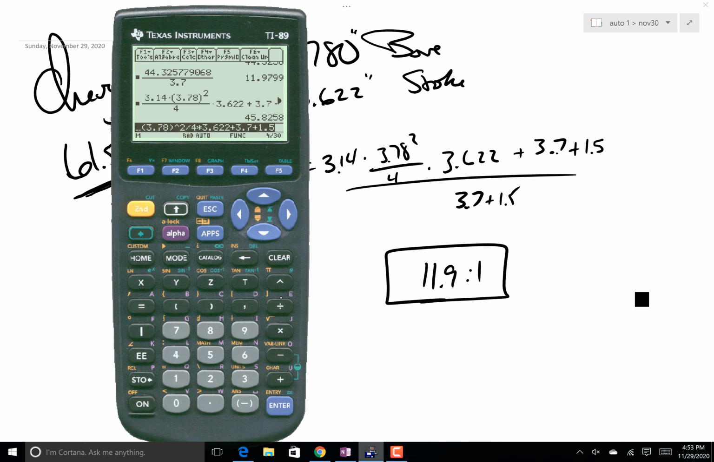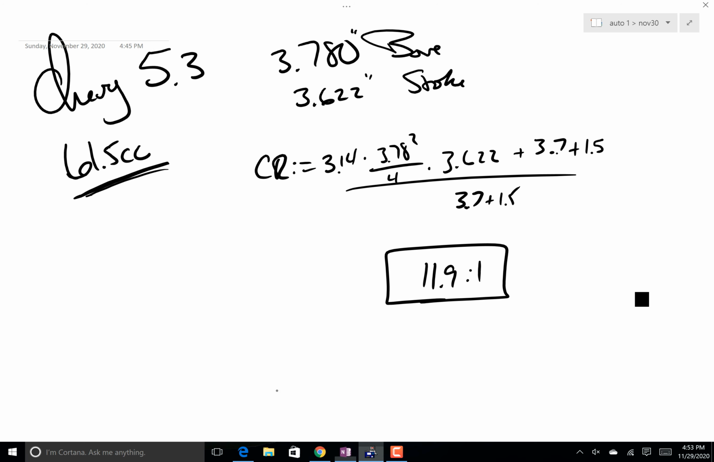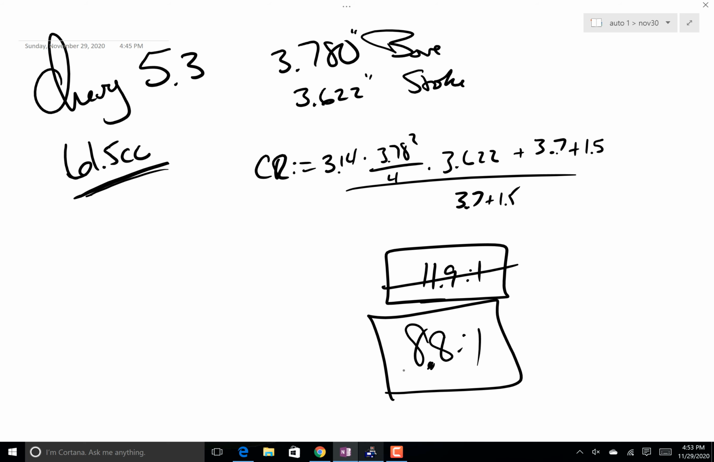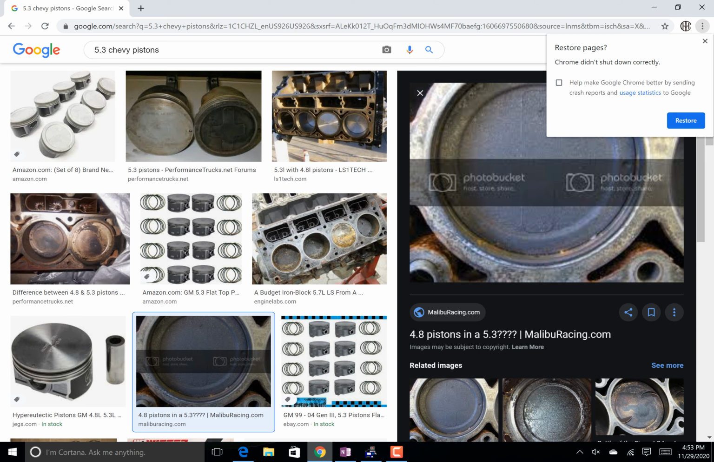Divided by, parentheses, 3.7 plus 1.5. Oh, 8.8 to 1. Friends, that is a lot more like it. But again, I will make sure that on the assignments and so forth, I keep it pretty much as straight as I can. I don't want to fool people.